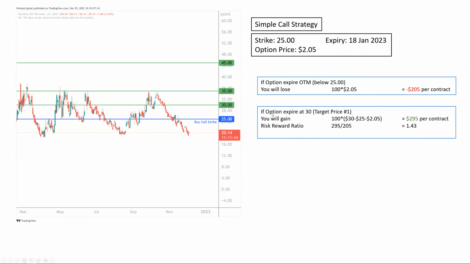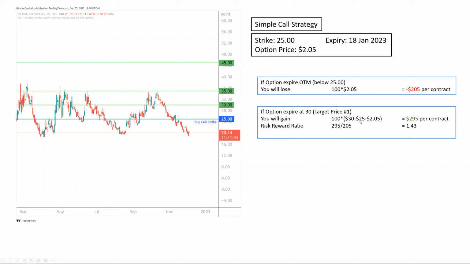So what if the option expires when VIX is at $30? $30 is our target level 1. If VIX hits 30, then what you will gain is the same thing. You take the target price, which is $30, and you minus off your strike price, which is 25. But you also have to minus off your option cost, because you are paying for the option. I mean, your option doesn't come free. You must pay some money for your option also.